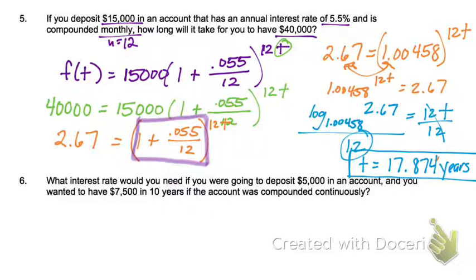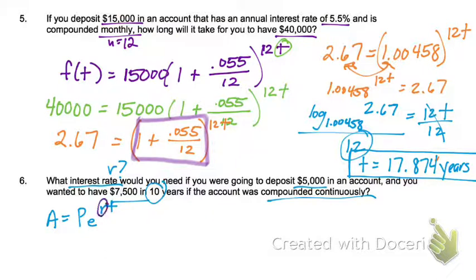Okay, number 6, it says, what interest rate would you need? So now we're solving for R. R question mark. If you were going to deposit $5,000 in an account, so that's my initial amount, and you wanted to have $7,500 in 10 years, and it was compounded continuously. So we're using the PERT equation.